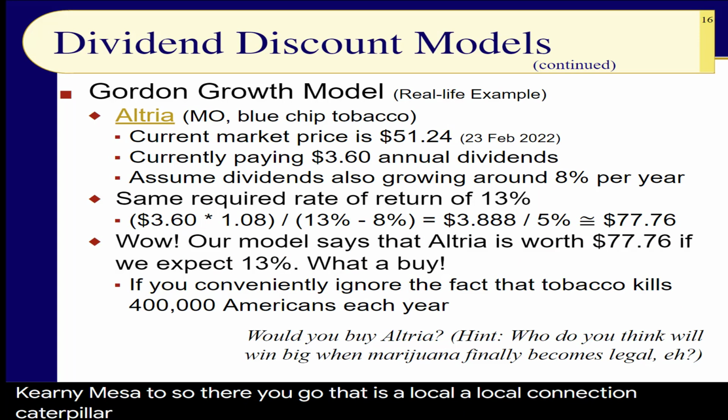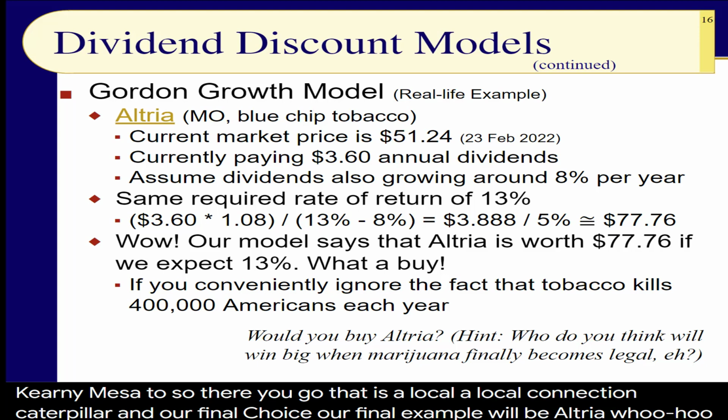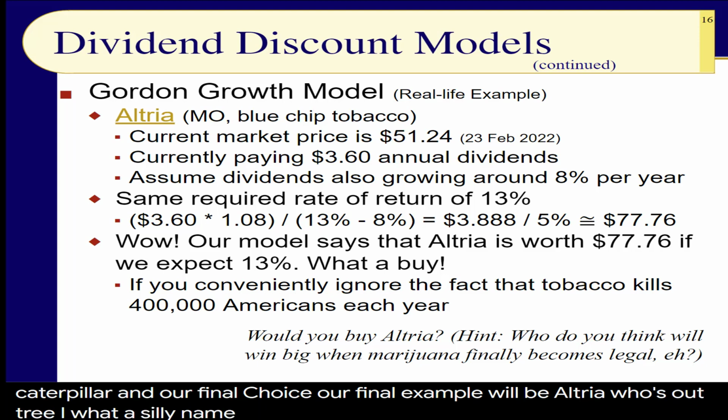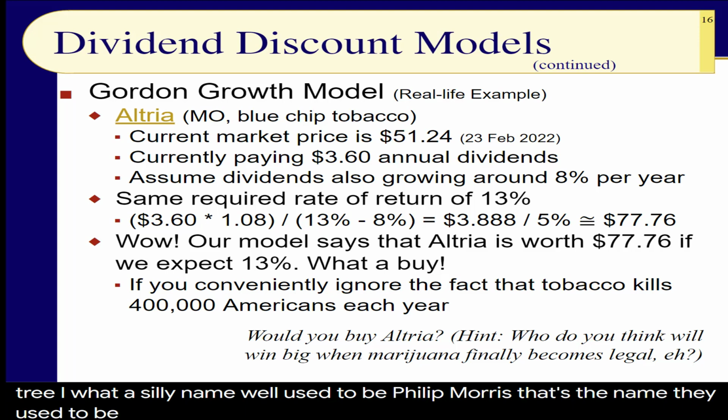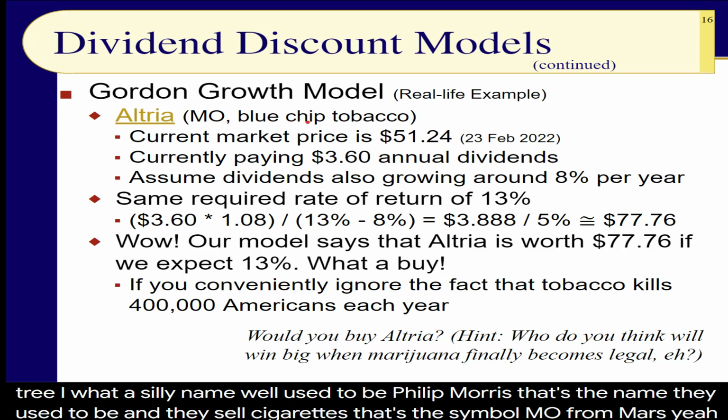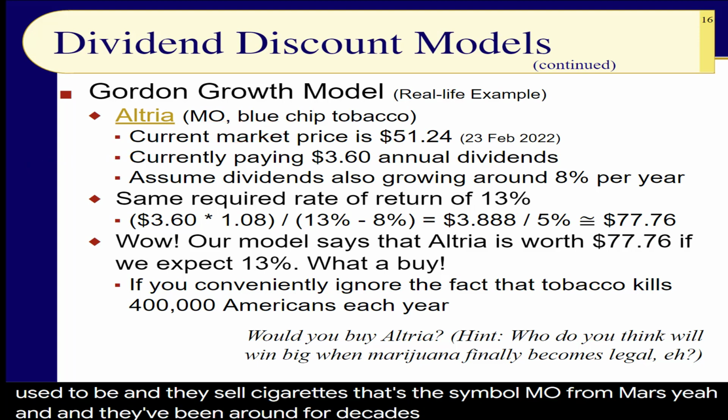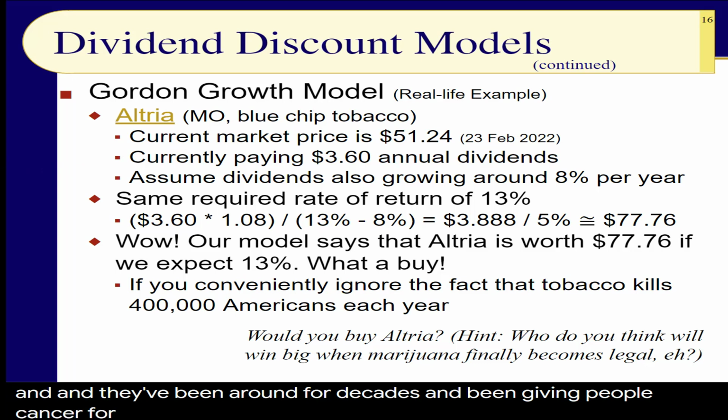Caterpillar. And our final choice, our final example, will be Altria. Who's Altria? What a silly name. Well, it used to be Philip Morris. That's the name they used to be. And they sell cigarettes. That's the symbol MO for Morris. Yeah, they've been around for decades and been giving people cancer for 100 years or so.